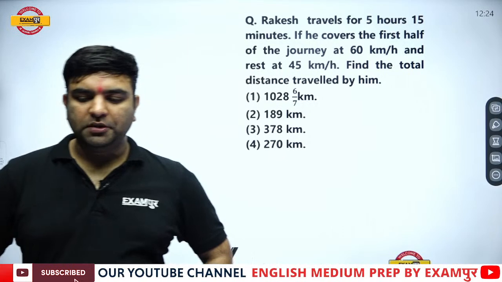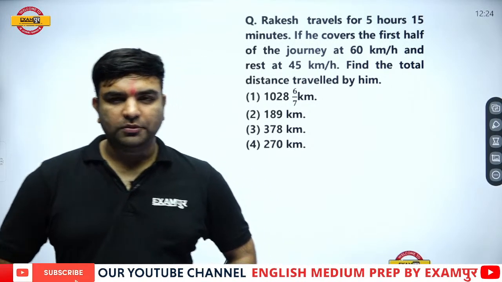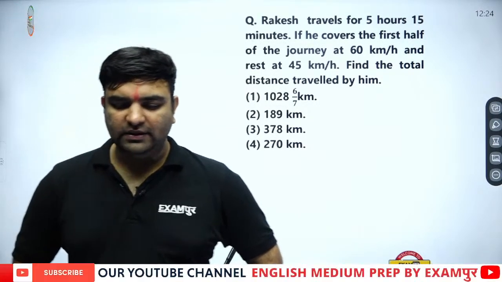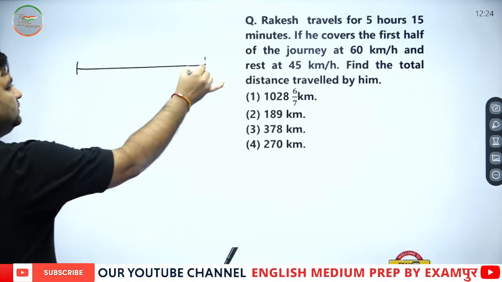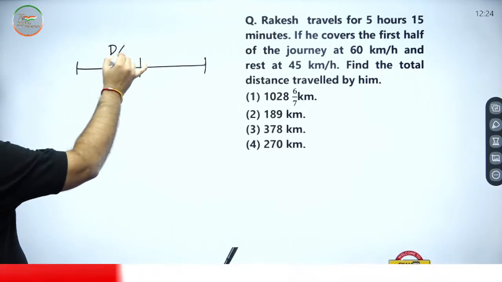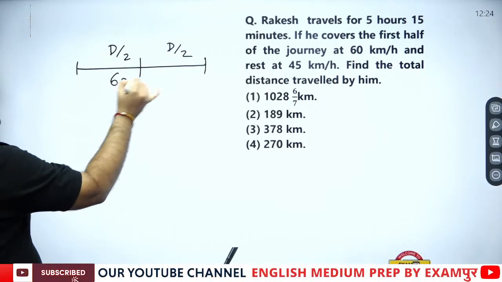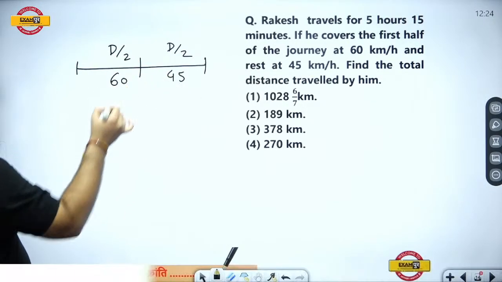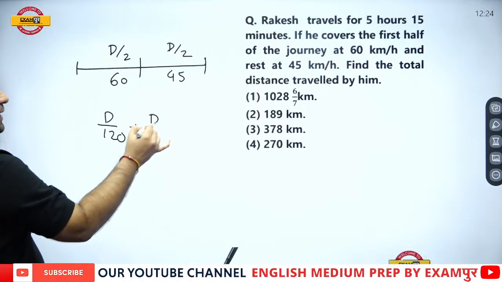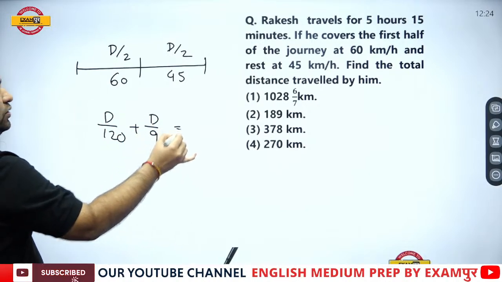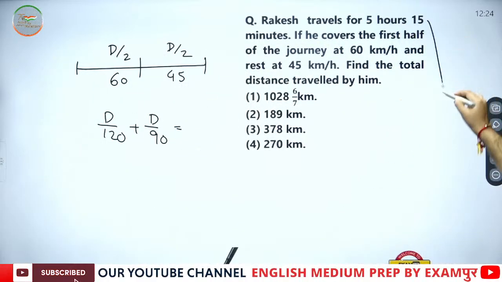He covered half of the journey with the speed of 60 and the remaining half with the speed of 45. Again, d by 2, d by 2, with the speed of 60 and with the speed of 45. Time taken over here is d by 120, and time taken over here is d by 90, which is equal to 5 hours 15 minutes.